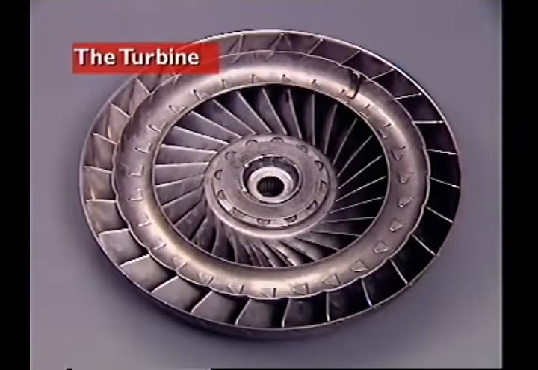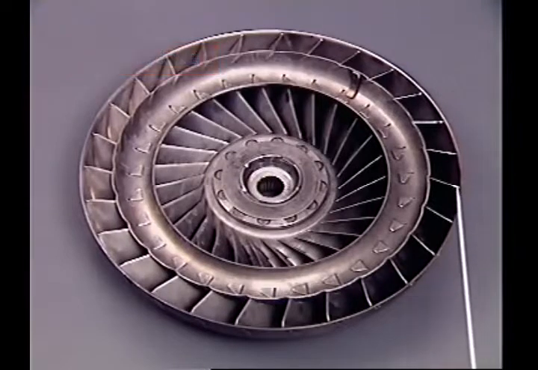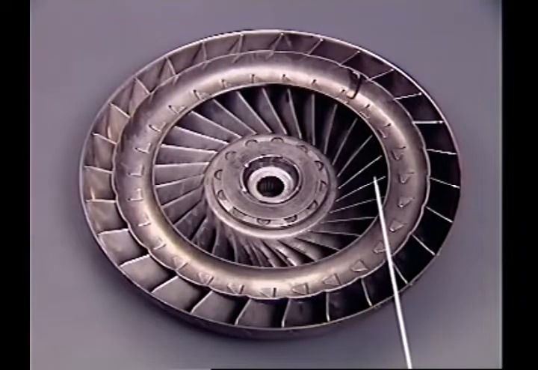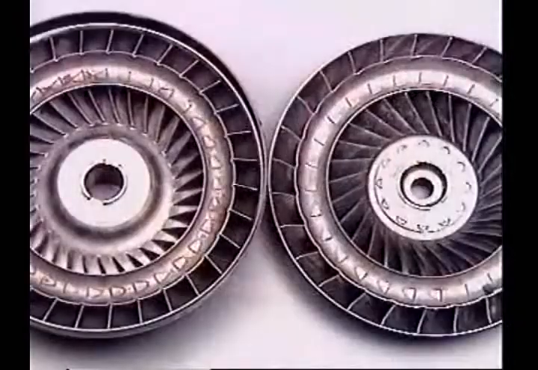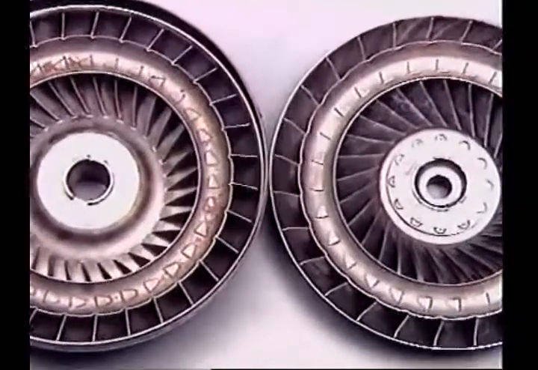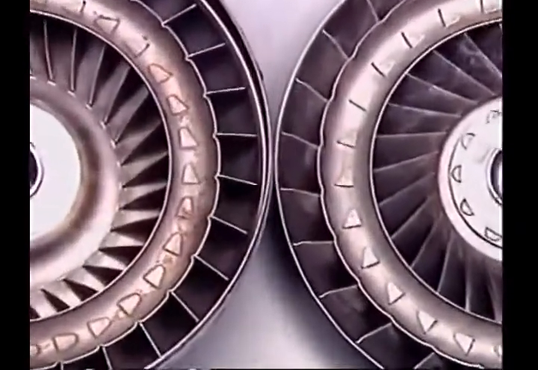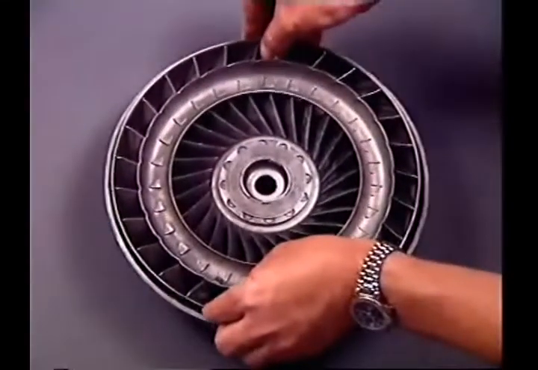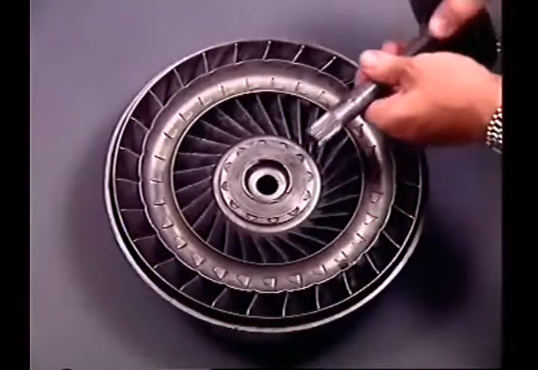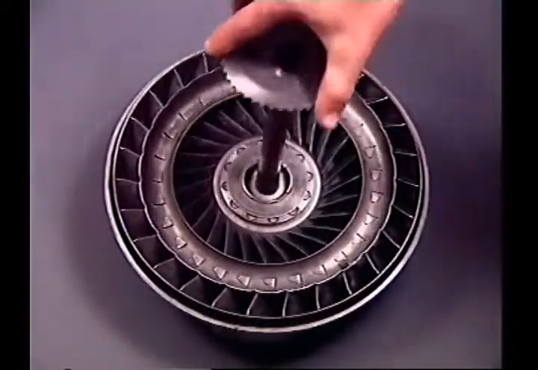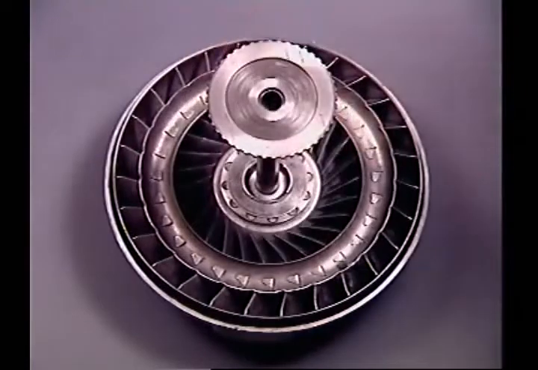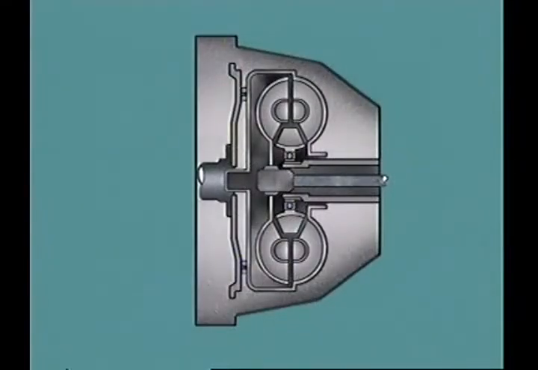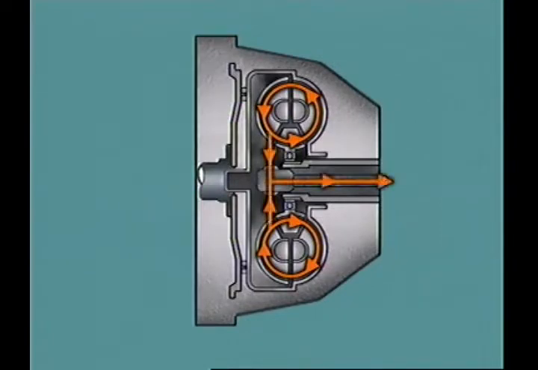The turbine is similar in construction to the impeller, but with more vanes and with a greater curvature. The direction of curvature of the turbine vanes is opposite to that of the impeller vanes. The turbine is free to rotate in the casing, and a central spline mates with a spline on the input shaft. When the fluid coming from the impeller rotates the turbine, the transmission input shaft also rotates.